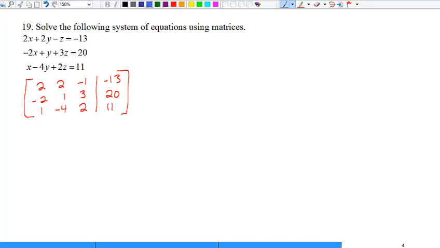Okay. So the first goal is that I want a 1 to be up in the upper left-hand corner. To get a 1 there, one easy way is just to take row 3, which already has a 1 in it, and interchange it with row 1. So who stays the same? Well, in this case, row 2 stays the same, and then I can switch row 3 with row 1.